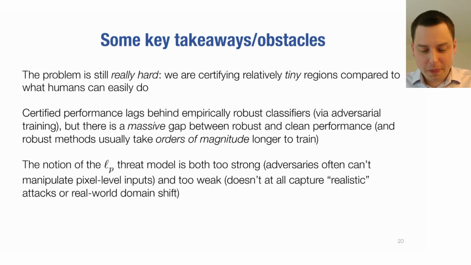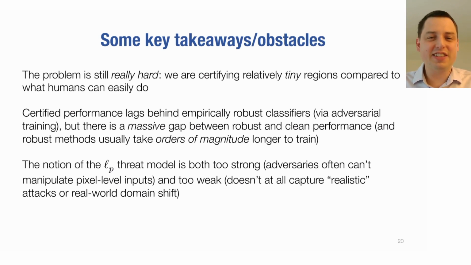Okay, so with that all being said, I want to give some key takeaways, or obstacles. I mean, they're more like obstacles in this approach here. Because I think people often see these results and say, oh, well, maybe robustness is solved. We've done it. We've solved robustness. And this is very far from the truth here. So this problem is still really hard.